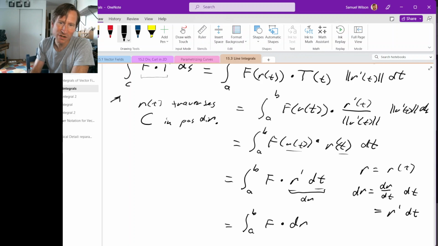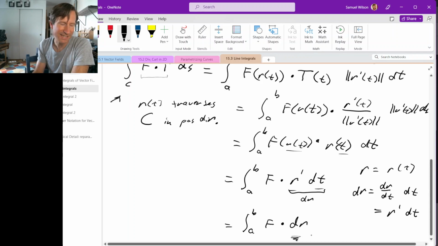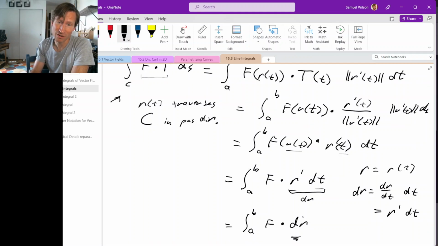Now it looks a little bit weird to have a differential that is part of a dot product, but this differential is actually a vector, right? r is a vector valued function since it's a parametric curve. So this differential dr is actually a vector thing. It's like d of something is like an infinitely tiny chunk of something, and so dr, since r is a vector, an infinitely tiny chunk of it is a vector thing, an infinitely small vector kind of, but a vector nevertheless.